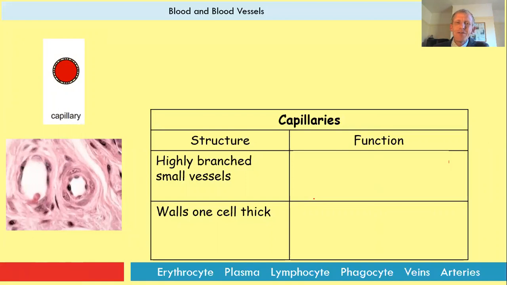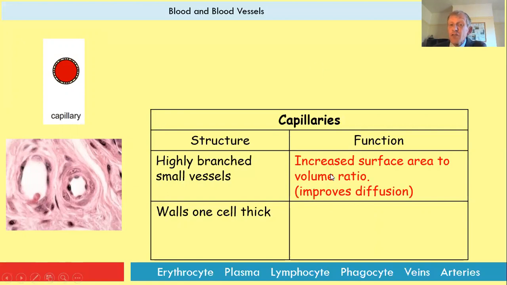Okay, guys, well done for having a go at that. We'll quickly nip through the answers of these ones. Capillaries, remember we said they were highly branched. They became very, very small. What that basically did was increase their surface area to volume ratio, and that vastly improves the rate of diffusion. So that allows them basically to get all of the nutrients and the oxygen out of the blood vessels and all the waste products into the blood vessels.